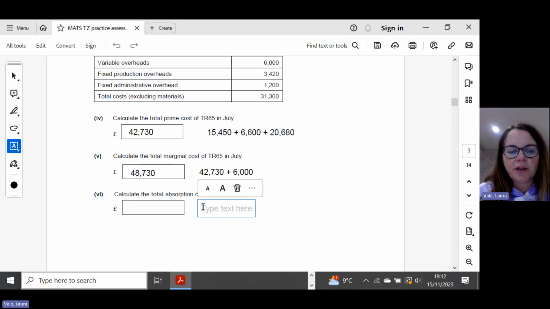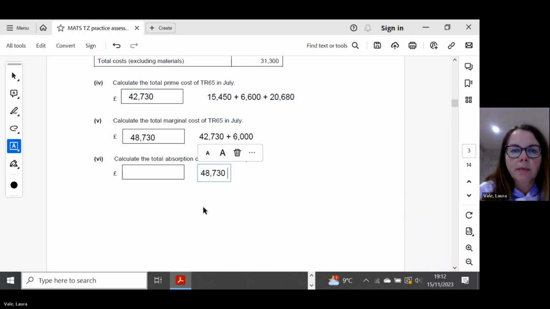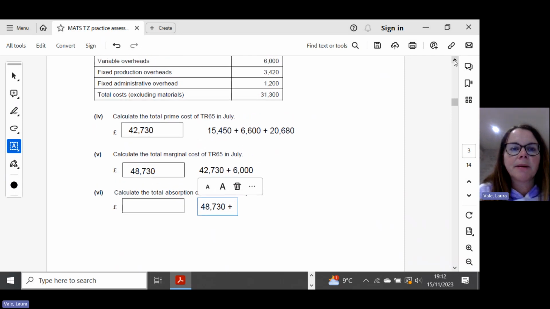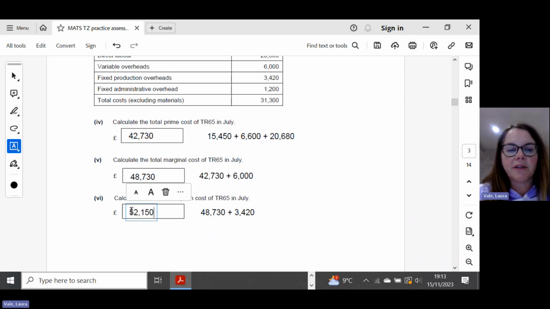So absorption cost is my marginal, and then I need to add in, let's just go back up, I need to add in my fixed production overheads, which are 3,420. So that gives me an absorption cost of 52,150. Okay, so just excluding the admin overhead there, which of course is a non-production overhead.